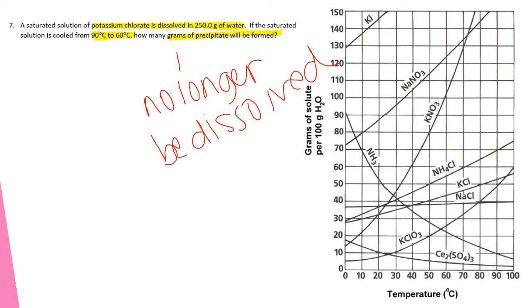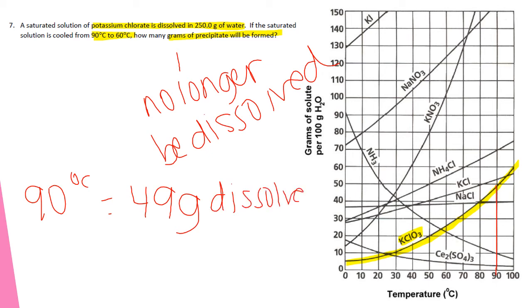Okay, so first let's look at the graph. Potassium chlorate is right here, and it is this line. So it's cooled from 90 degrees to 60 degrees. At 90 degrees, it is right here, a little below 50, maybe like 49, I think, yeah, I said 49 on the answer key. It's not right at 50. So at 90 degrees, 49 grams can be dissolved. At 60 degrees, about 25 grams can be dissolved.